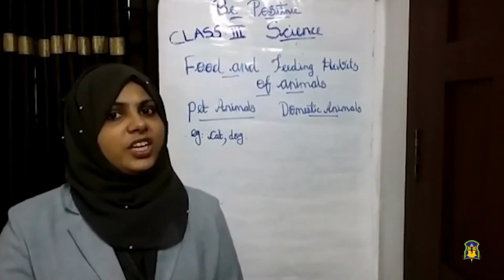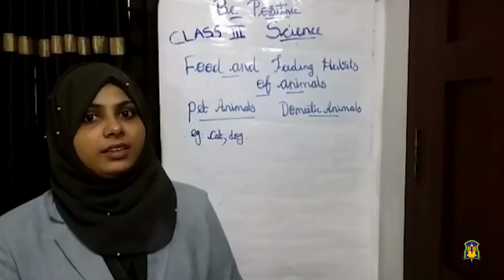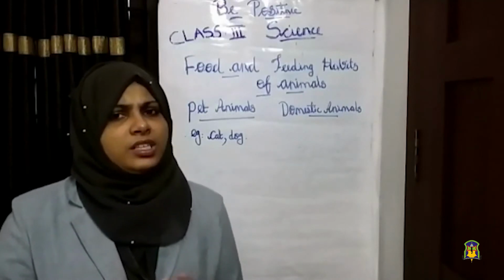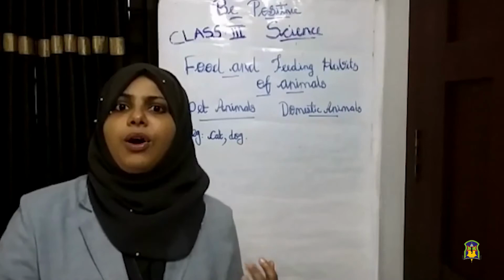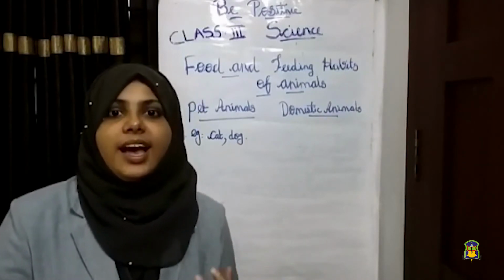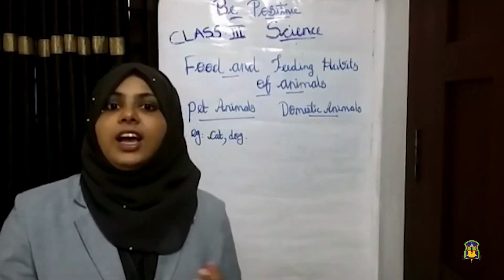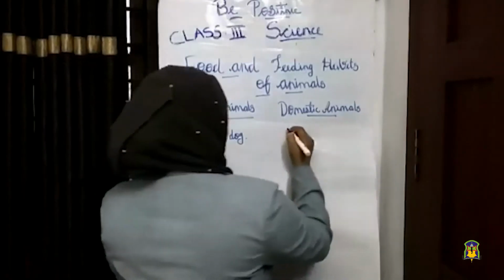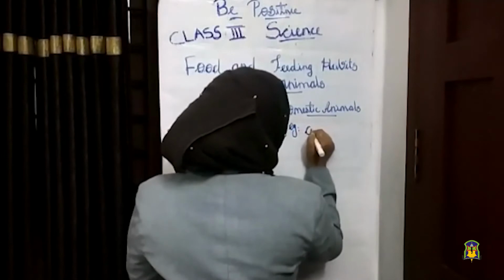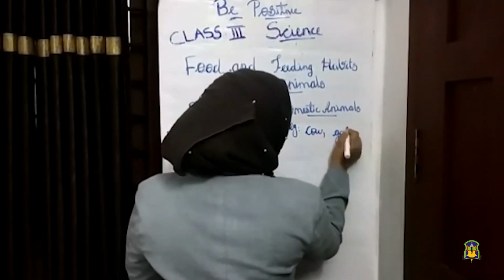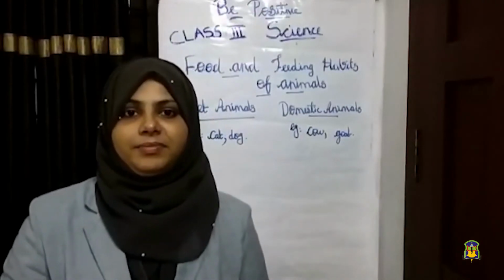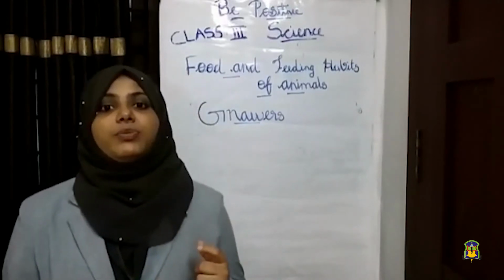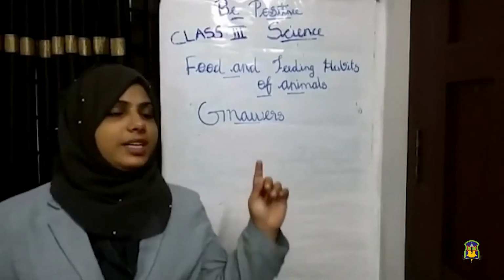Next, domestic animals. Can you see this picture? Animals like goat, cow, chicken are called domestic animals. They help us in many ways. For example, the cow and goat give us milk. What about the hen and chicken? Yes, they give eggs for us, isn't it? Do you like eggs? They help us in many ways, and we also give good food and shelter for them.